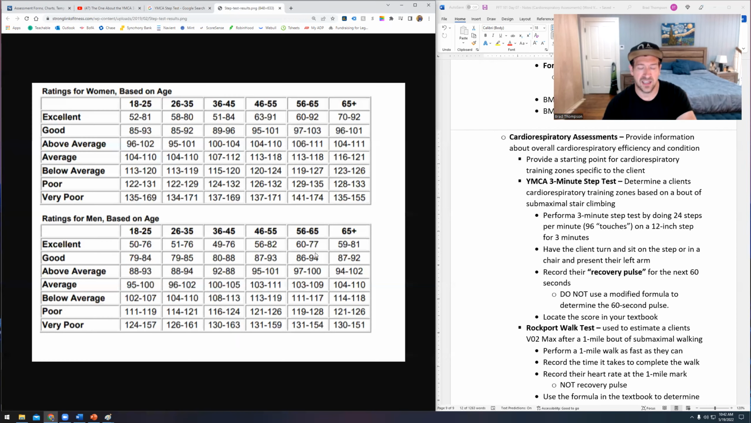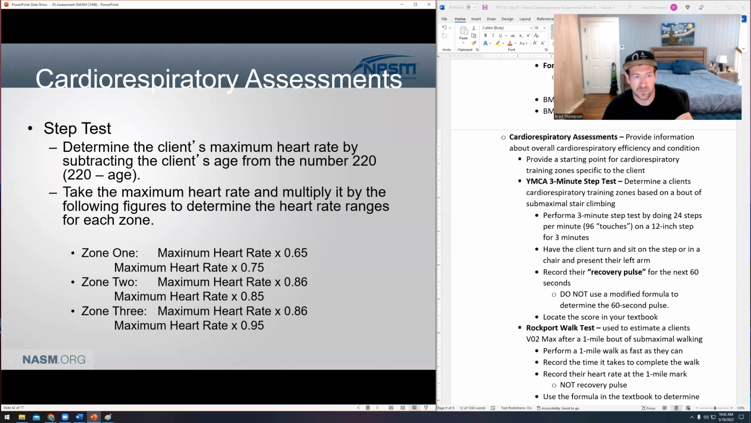Let's say my client is a female client, 33 years old, right? So here's the women's table up top. They're 33, so that puts them between 26 and 35, and their pulse recovered to 112 beats, right? So that puts them right between average and below average. So if my client did average or below average, they're going to qualify for zone 1.